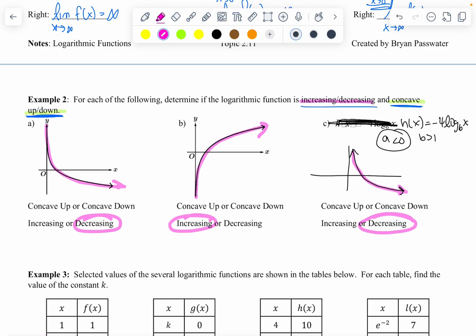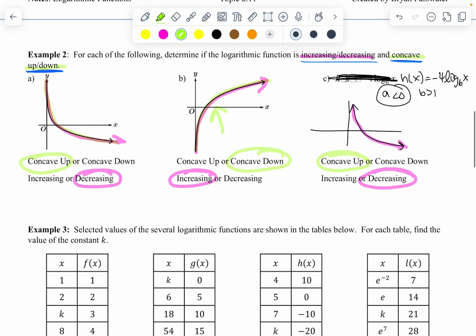Now in terms of concavity, well, that's concave up. This guy is going to be concave down, and this one is concave up.